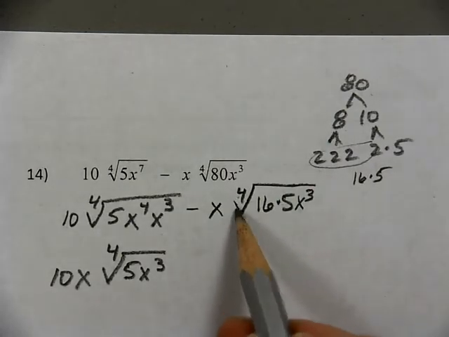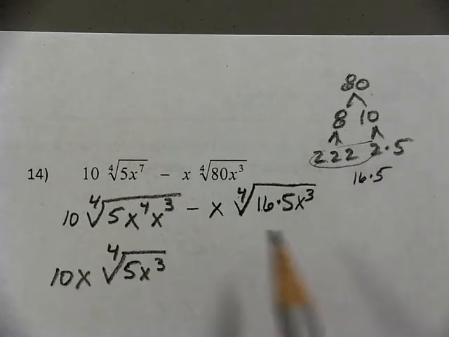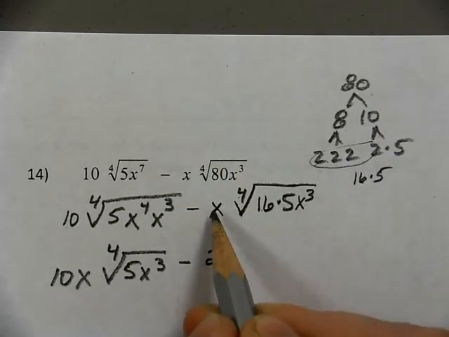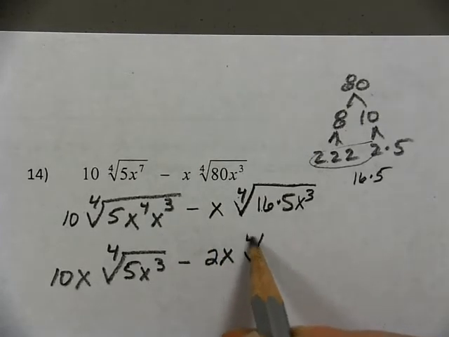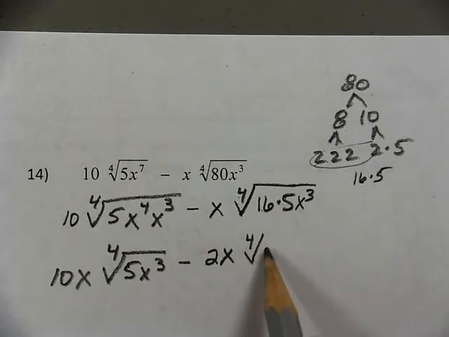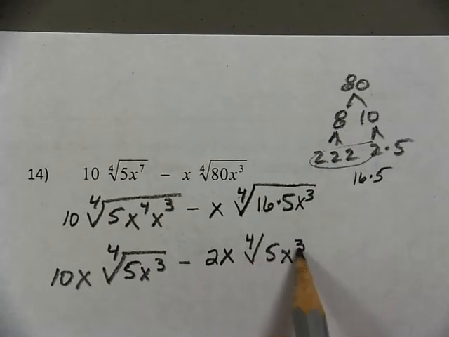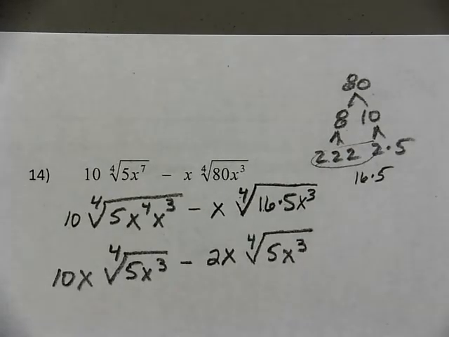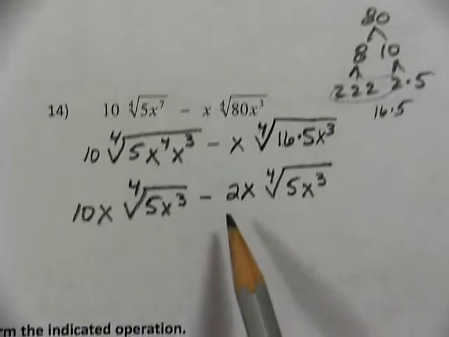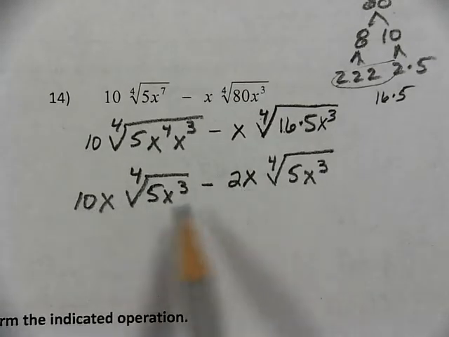So the 4th root of 16 we saw was 2. So I'm going to bring my 2 out and multiply with what's already out there. I took the 4th root of 16, so I'm left with 5x cubed. And look at that. The indexes are the same. The radicands are the same. And we even have like terms on the outside.